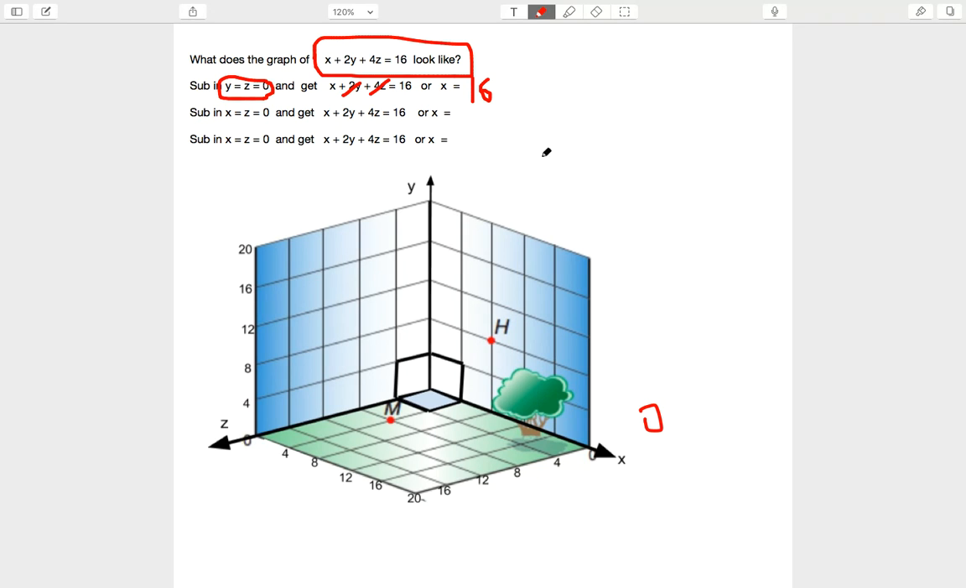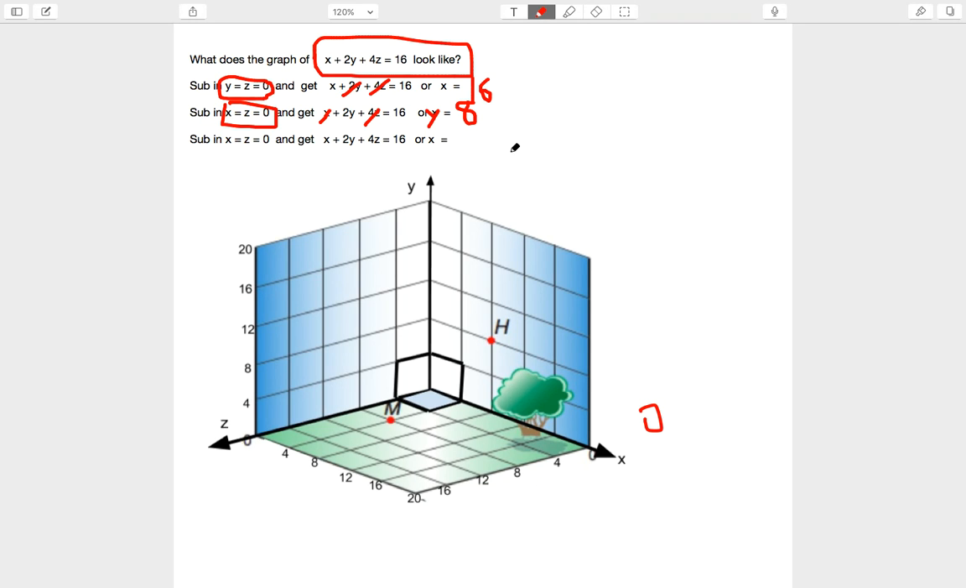And then down here, I'm going to let x = z = 0. So that means the x is gone, and the z's are gone. 4 times 0 is 0. And I have 2y = 16. Oops, that's not x, that should be y. y is going to equal, if 2y is 16, 1y is 8. So I've got a y-intercept of 8.